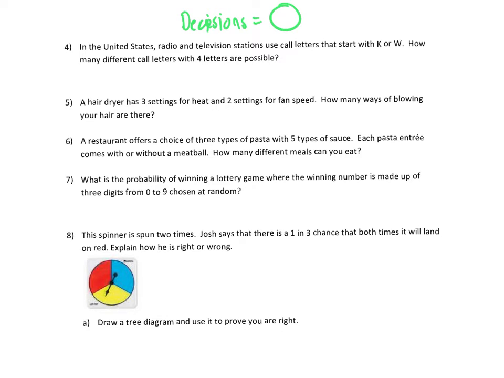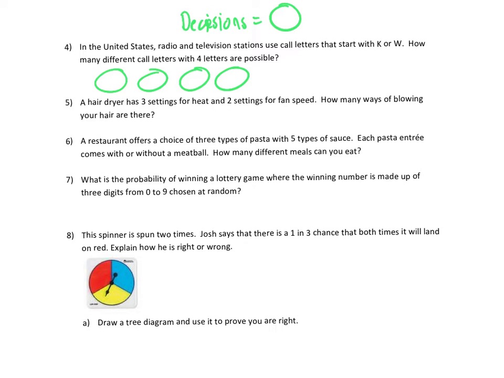I'm going to use a circle to represent that decision. So I've got 4 different decisions: 1, 2, 3, 4. You might want to take some notes that we're going to use the circle to represent the number of decisions made. This radio station has to choose 4 letters. So it's got to choose the first letter, the second letter, the third letter, and the fourth letter. Those are 4 decisions that need to be made.